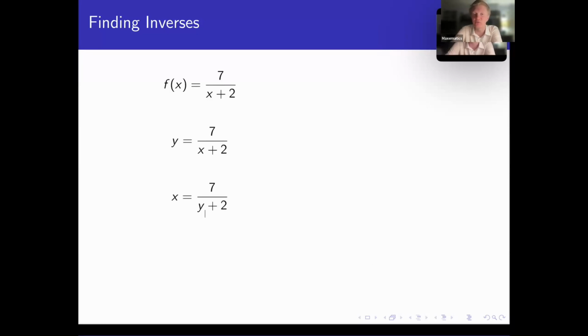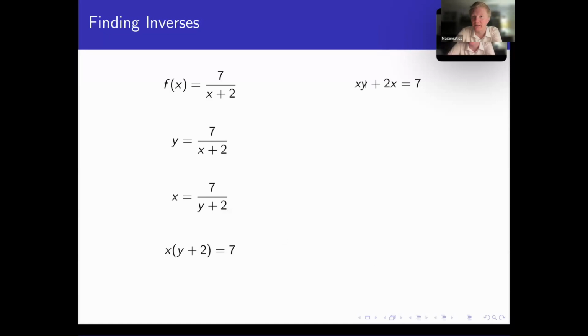So, first things first, we got to get y out of the denominator here. This is kind of a problem. So why don't we multiply both sides by y plus 2? Okay, well, this y is stuck inside the parentheses, so why don't we distribute x? X times y is xy, x times 2 is 2x.